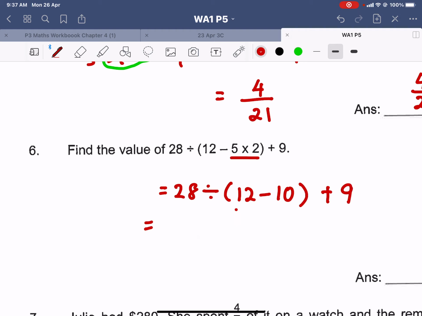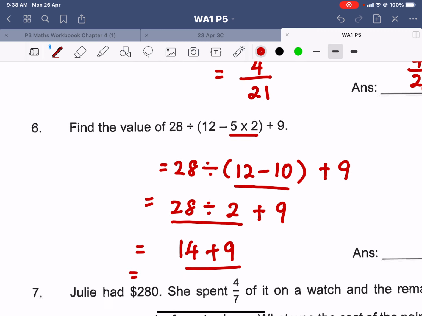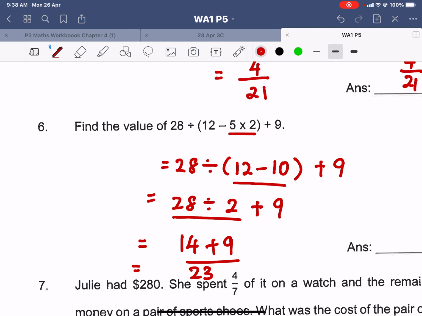Alright, so the next one we're going to do, of course, is still the king, because the bracket is still there. 28 divided by 2 plus 9. Now comes the queen and the prince. So we'll do the queen first. The queen, 28 divided by 2. By mental sum, if you can, 14 plus 9. And of course, 14 plus 9 is the last one. 23 is the answer.